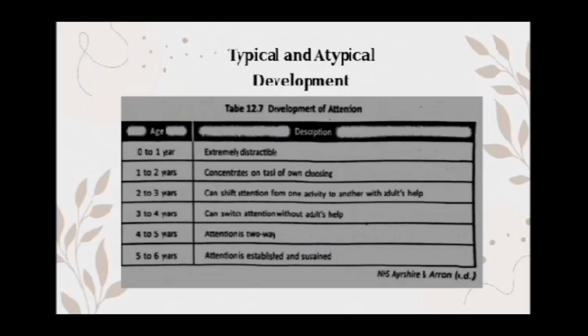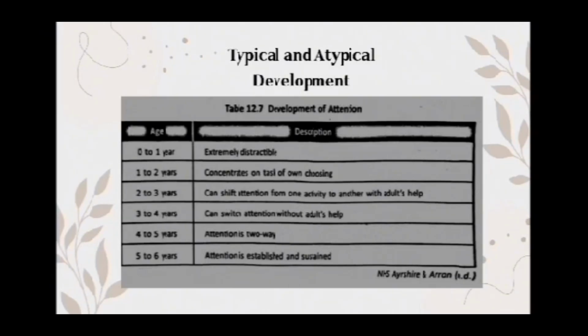Next is 1 to 2 years old, concentrates on tasks of their own choosing. So toddlers start showing the ability to focus on activities they find interesting, such as playing with their favorite toy. However, ilang ability to focus is still limited and often tied to their intrinsic motivation or curiosity. So on a stage, it shows the beginnings of selective attention but dili pa siya well developed. Next is 2 to 3 years old.